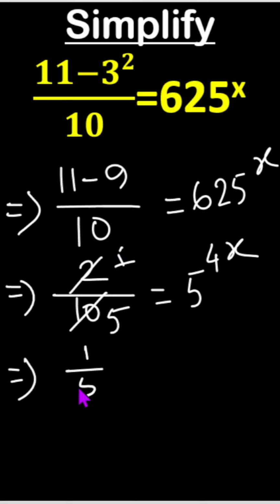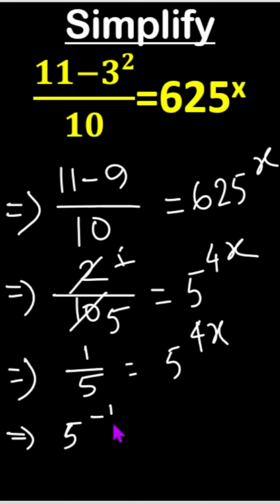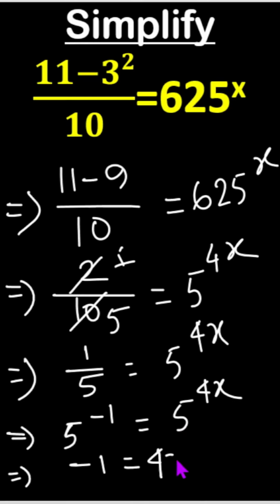So 1 by 5 equals 5 to the power 4x. 1 by 5 we can write, as per negative exponent, 5 to the power minus 1 equals 5 to the power 4x. So similar base, so the powers will be equal: minus 1 equals 4x. So we can write x equals 1 by 4, and here should be minus. It means x equals minus 1 by 4. This is our answer. Thank you.